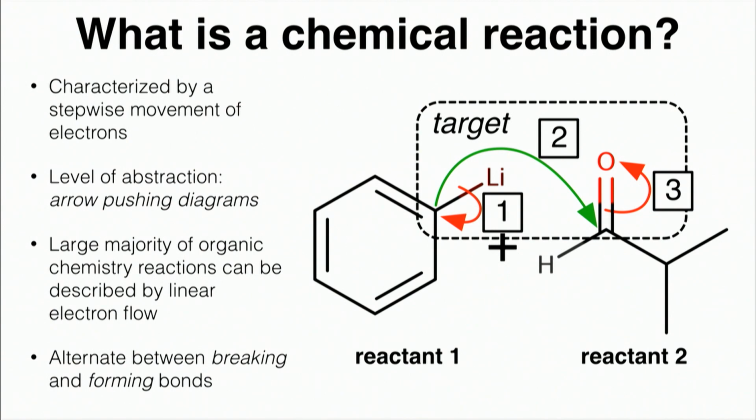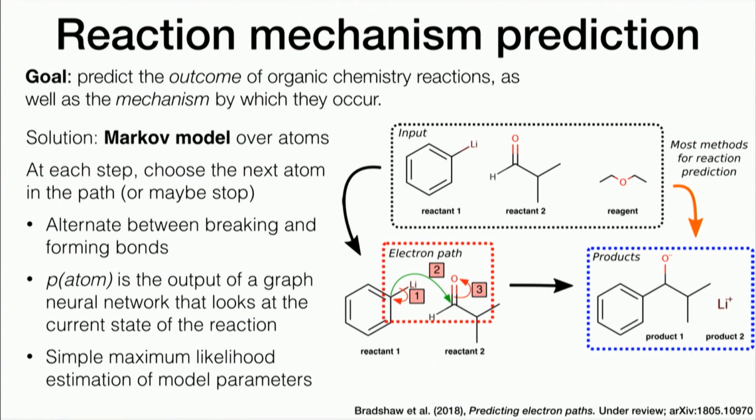And so one way of characterizing a reaction is by this sort of stepwise movement of electrons, these arrow pushing diagrams. And a large majority of organic chemistry reactions that are even in this data set can be described by linear electron flow, where you say, break a bond, form a bond, break a new bond, form a bond. And this alternating path eventually terminates when the reaction stops. And you can actually then formulate this basically as a Markov model where you say, okay, we're going to go predict the mechanism by which this reaction occurs.